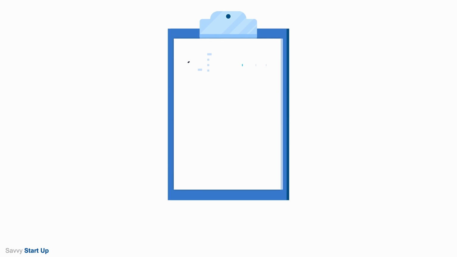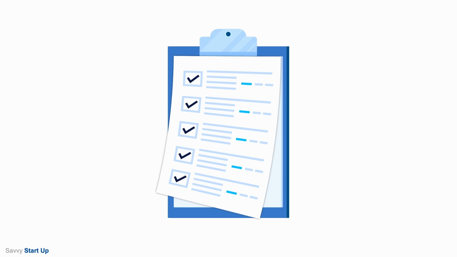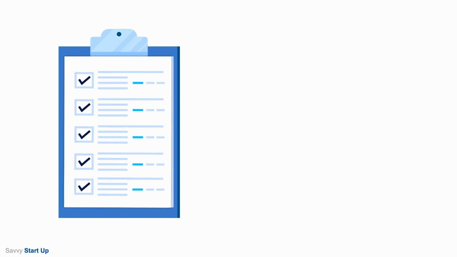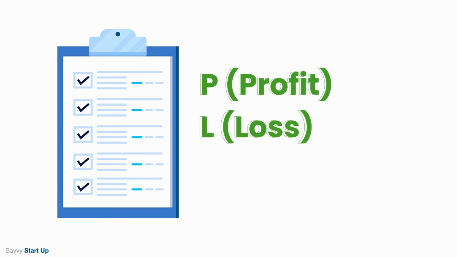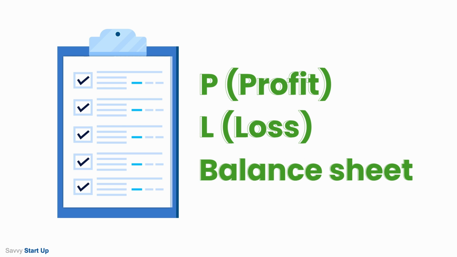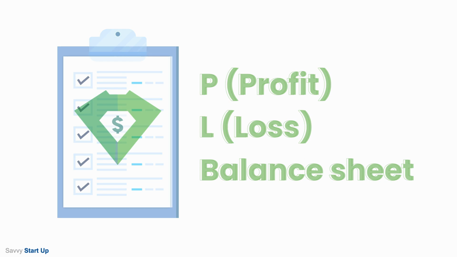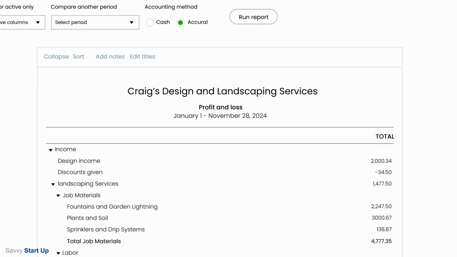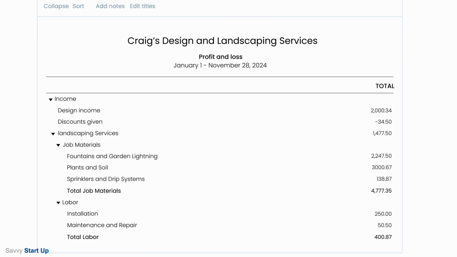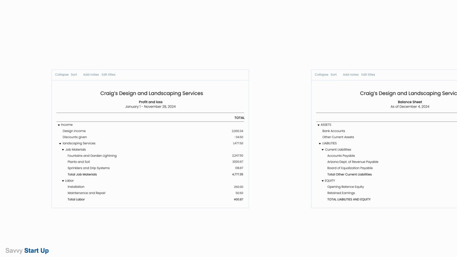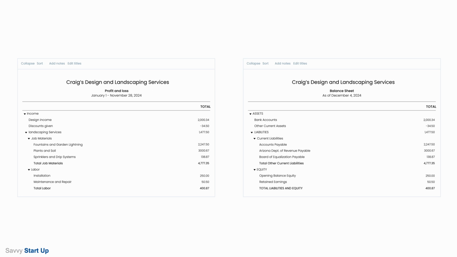Once you've got everything in and reviewed, it's time for my favorite part, running the reports. And let me tell you, the P&L, which stands for profit and loss, and the balance sheet, they are like the superheroes of bookkeeping. The P&L tells you what's going in and coming out. Think of it as the scoreboard of your business. The balance sheet, that's the story of your assets, liabilities, and equity, where your business stands financially.